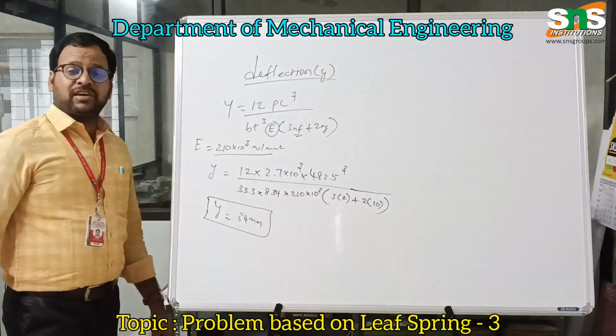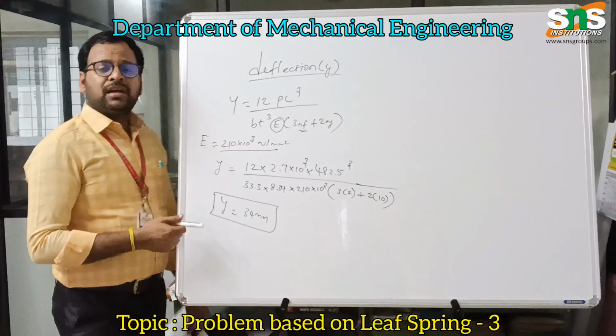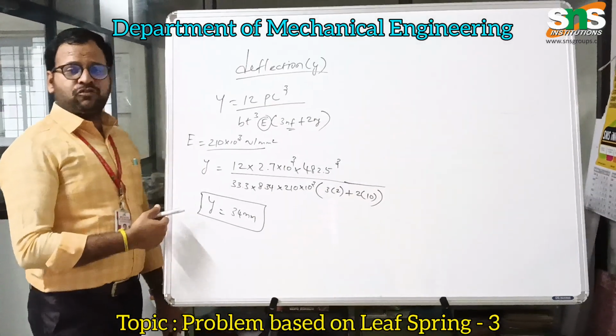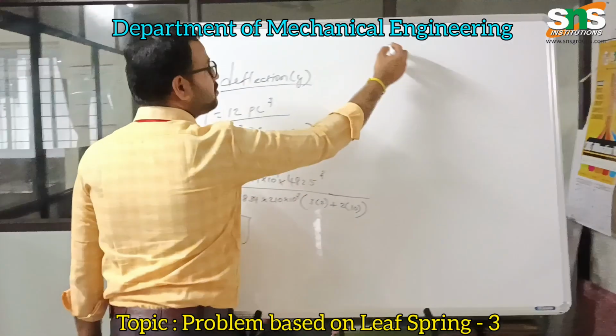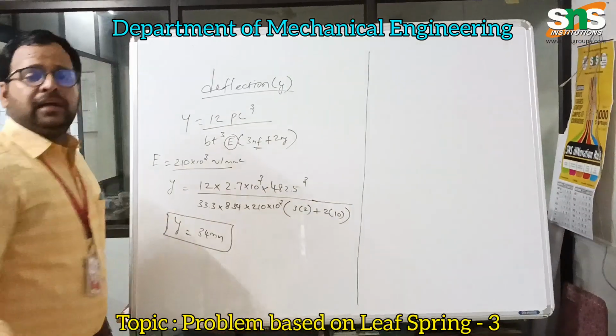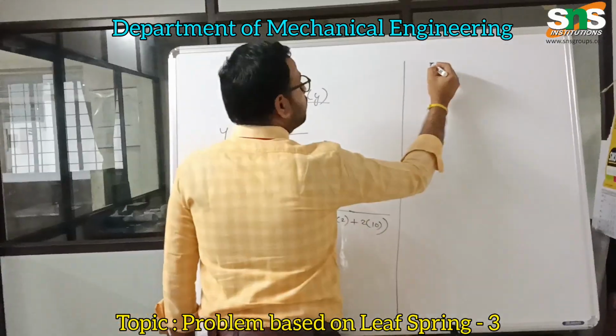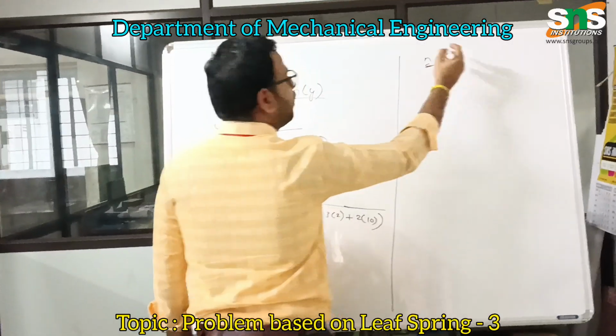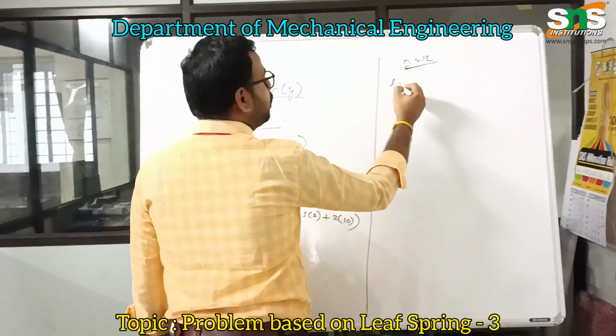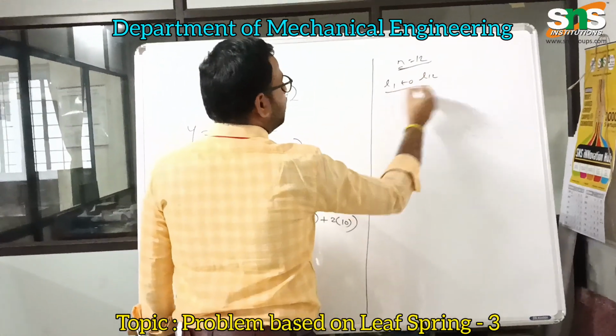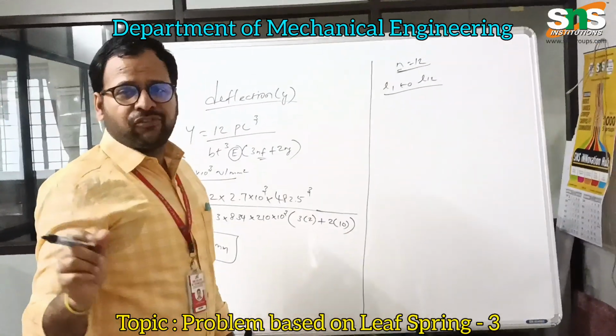You can cross check with this. So this is called the deflection of the leaf spring. For the final conclusions, we can go with each number of leaves. So n is equal to 12, directly given. We want to calculate L1 to L12, that is called each length of the leaves.